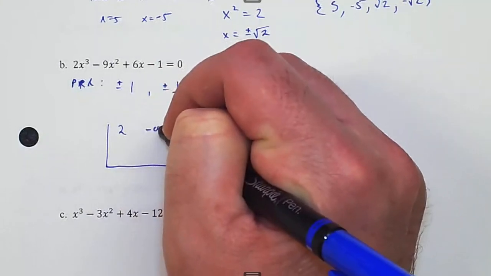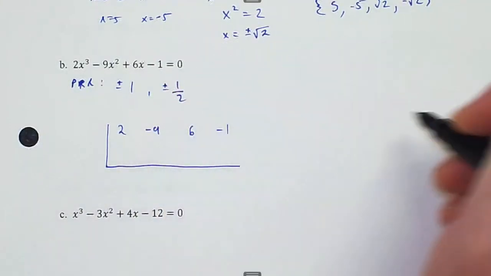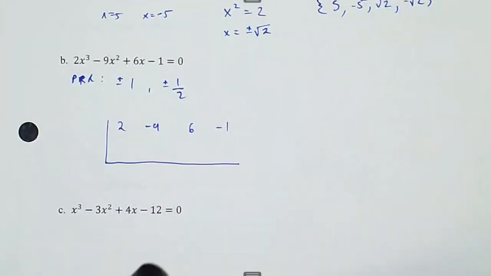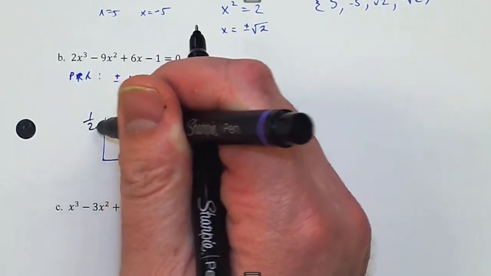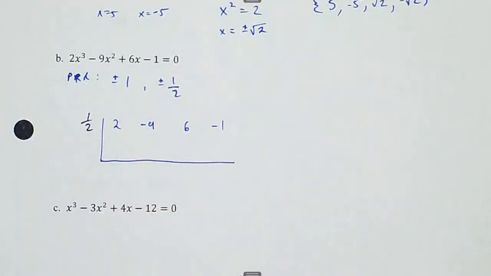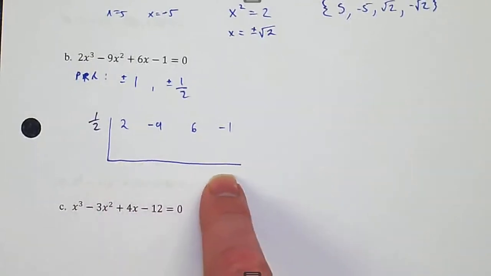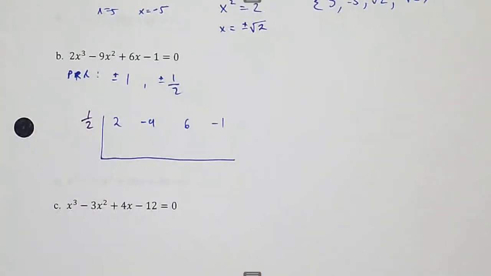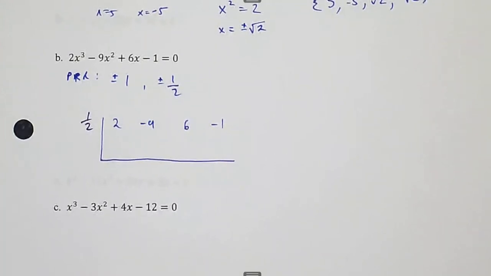2, -9, 6, -1. I don't know if it works, but I really want to try the 1/2 because I want to share with you something that will help you. Nobody likes fractions, right? But they're better than decimals. But the thing is, when you synthetic divide, if you ever get a fraction down here below the basement, stop. That number doesn't work. Okay? You don't need to sit there and start adding fractions.